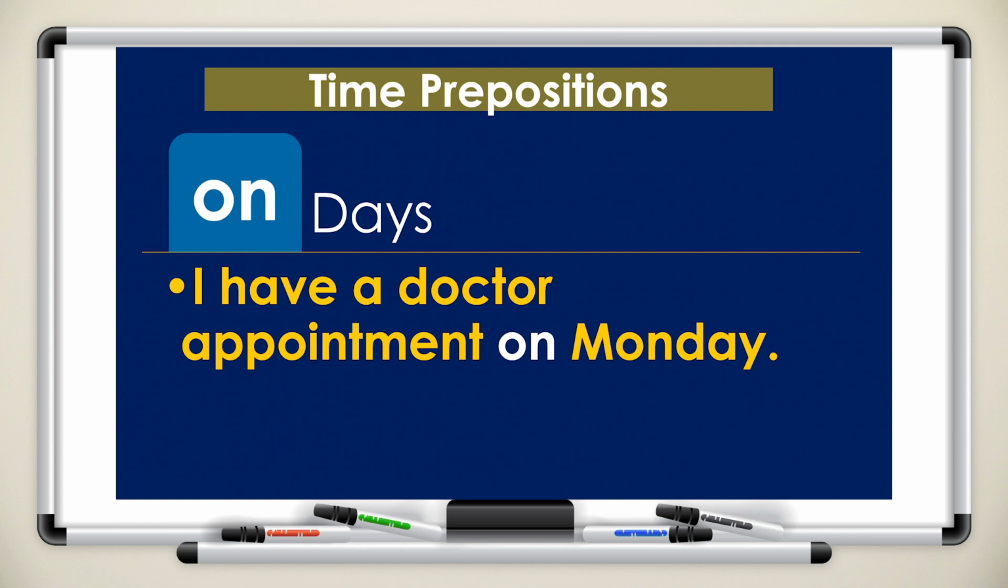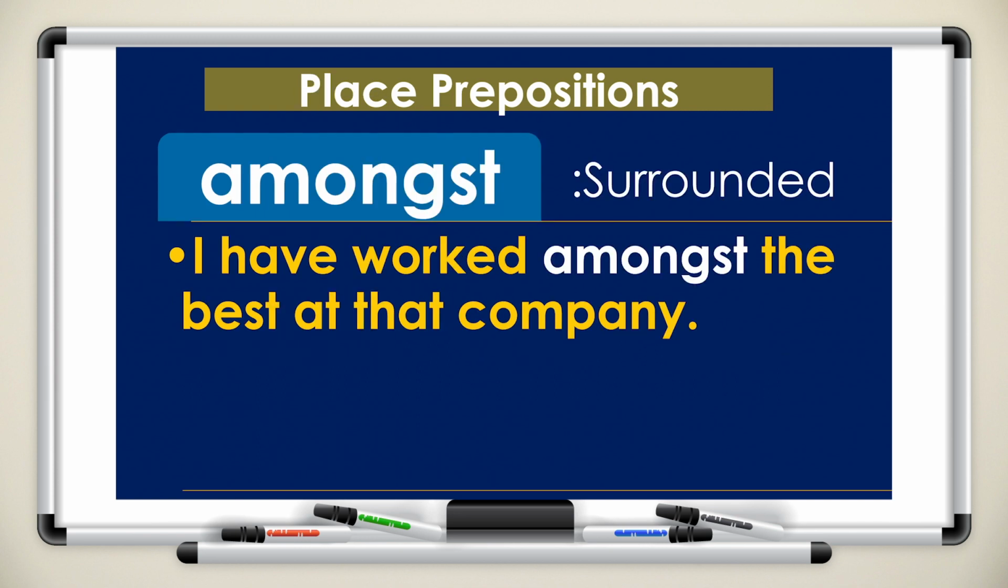On is always used for days if we want to use it as a time preposition. I have a doctor appointment on Monday. Because I'm referring to a day, I will use on. Now let's take a look at the place prepositions. Amongst. It means surrounded. Okay? It's not between. It means surrounded, all around you. I have worked amongst the best at that company. Okay? So among means surrounded.